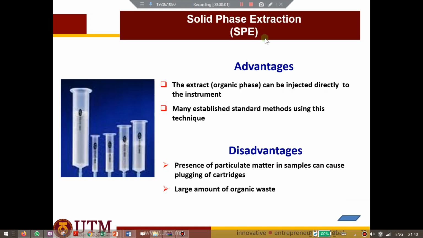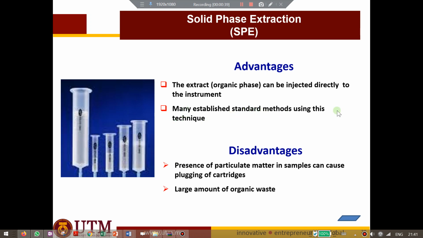Right, the next one we will discuss the advantages and disadvantages of the SPE. The extract organic phase can be injected directly to the instrument. Actually, if you are doing the SPE, the solvent volume is not that much, it's already selective. You don't need further pre-concentration technique, or another kind of extraction technique after this. So theoretically, practically, you can just inject directly into the instrument.